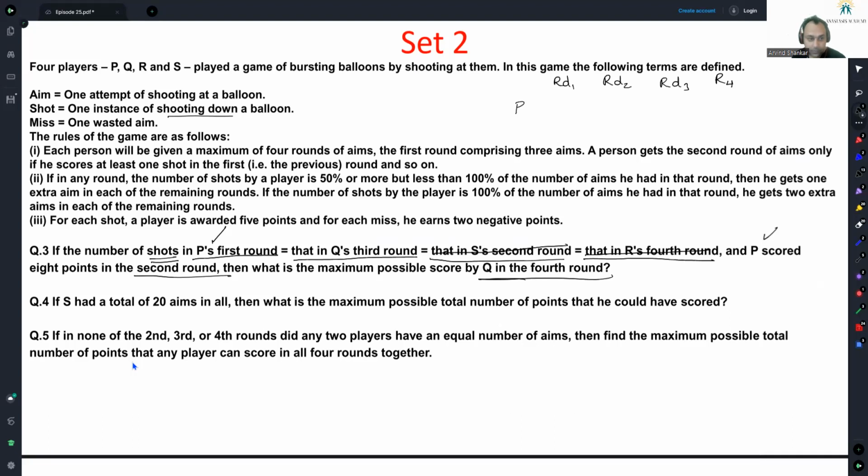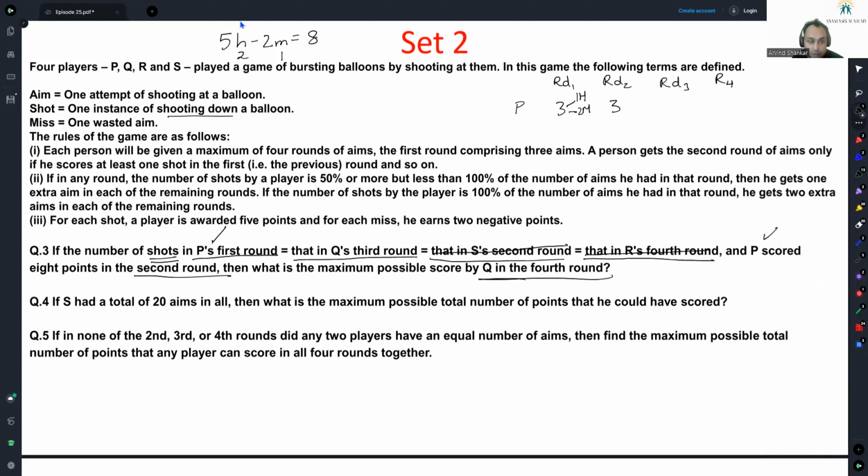I've got P. P scored 8 points in the second round. 5H minus 2M is equal to 8. This is only possible if H is 2 and M is 1, which would mean P in the second round had 3 attempts available, which would mean in the first round you had 3 attempts. If you hit 3 shots, you would have got 5 attempts in the next round. If you had hit 2 shots, you would have got 4 attempts in the next round. The fact that you've only got 3 attempts in the first round means you had 1 hit and 2 misses here.